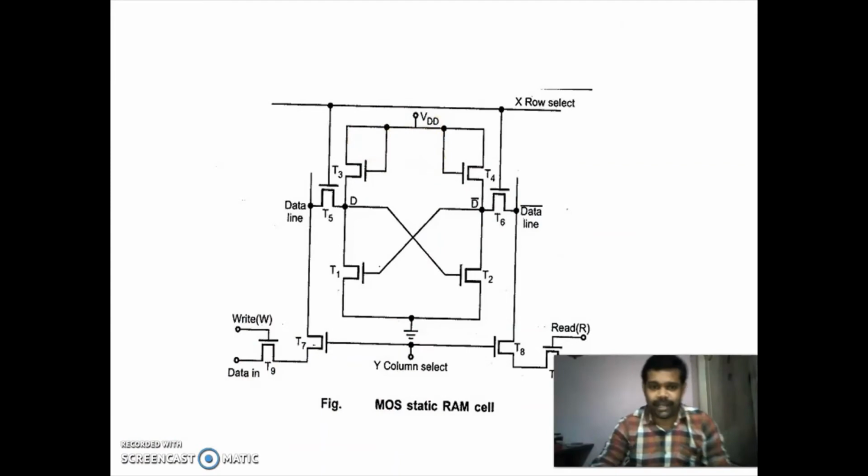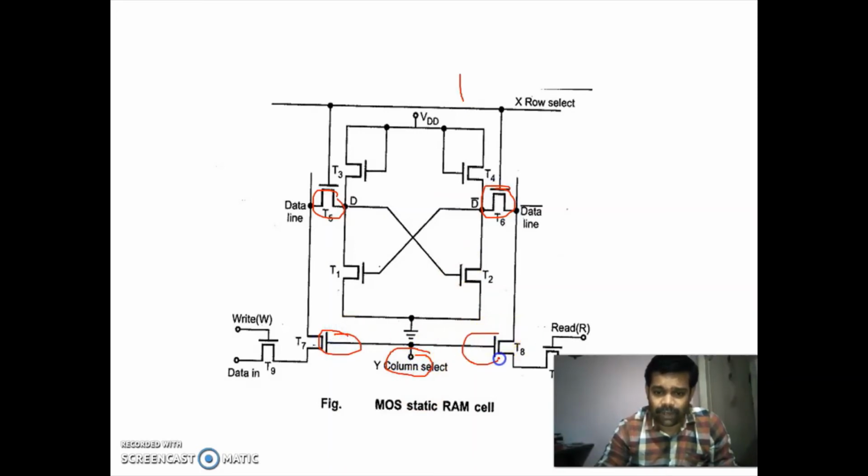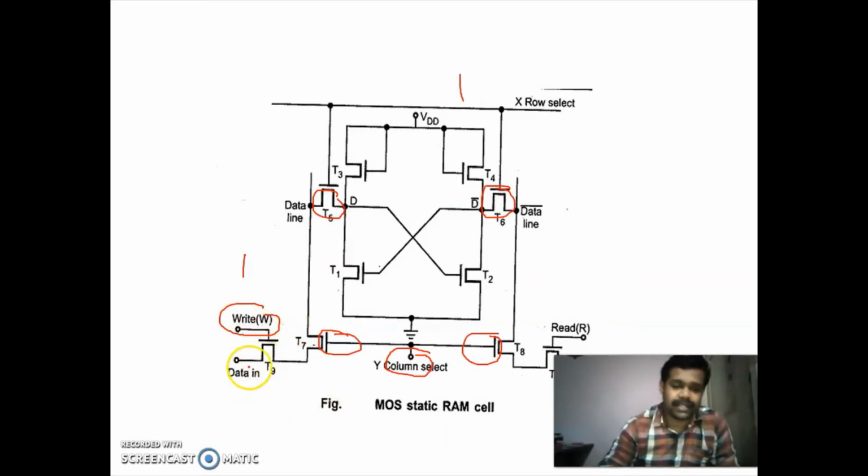Initially, we make the row line high, so T5 and T6 are on. Similarly, when you make the Y line high, T7 and T8 are on. Now you make write as 1, which means transistor T9 is on, and you give data here. T7 is already conducting, and since you give 1 to the gate of T9, it is also conducting.